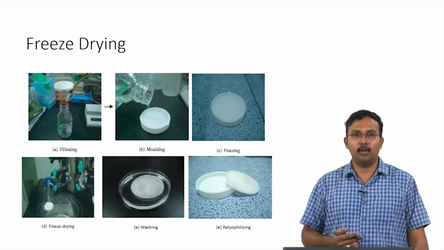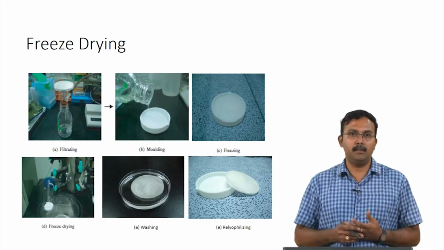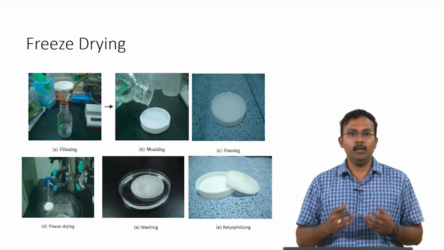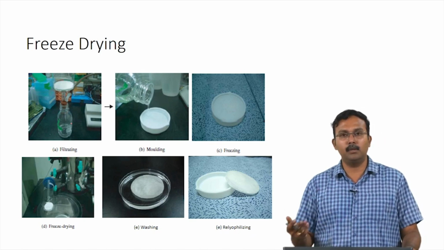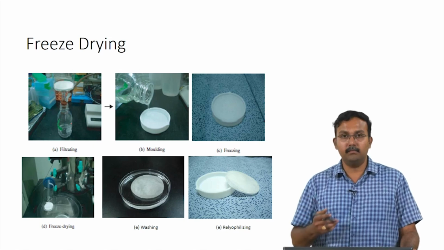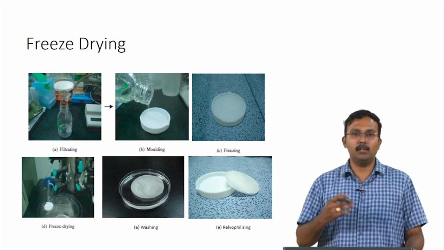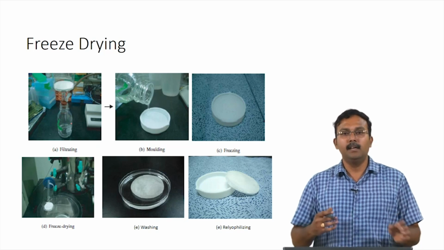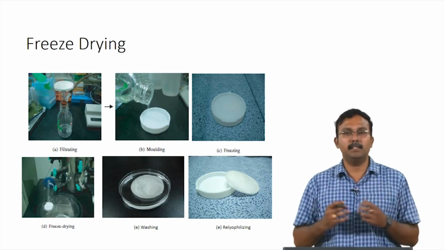Moving on to the next topic, you have freeze drying. Freeze drying is one of the most commonly used methods for creating a scaffold which is highly porous. What you do here is you basically create the polymer solution, and you pour it in a mold, and this polymer blend is then frozen and kept for freeze drying. Freeze drying is also called lyophilization, and after freeze drying it is washed and dried. You can also re-lyophilize it to make sure that you have a completely functional scaffold.